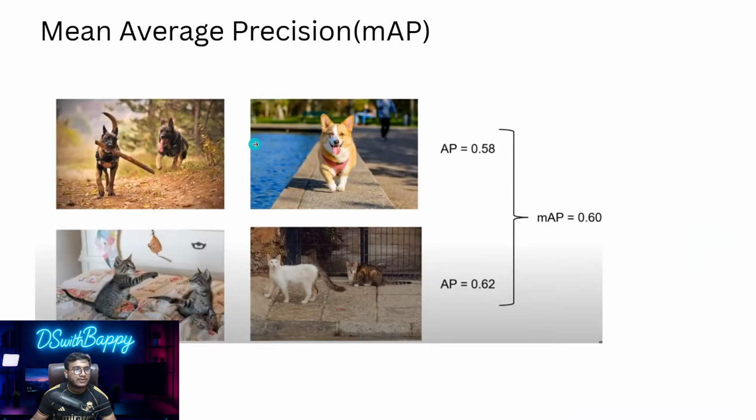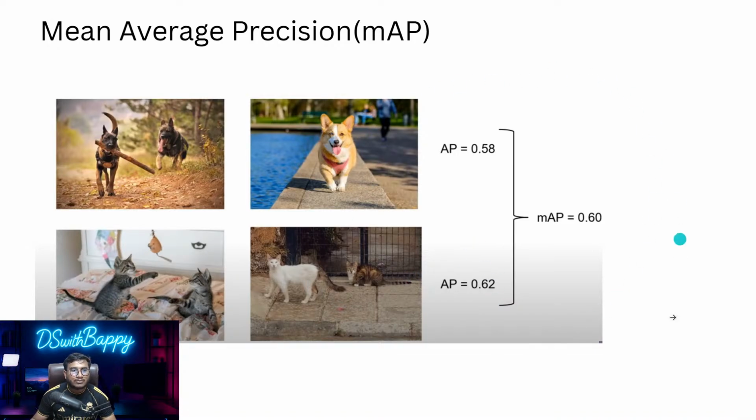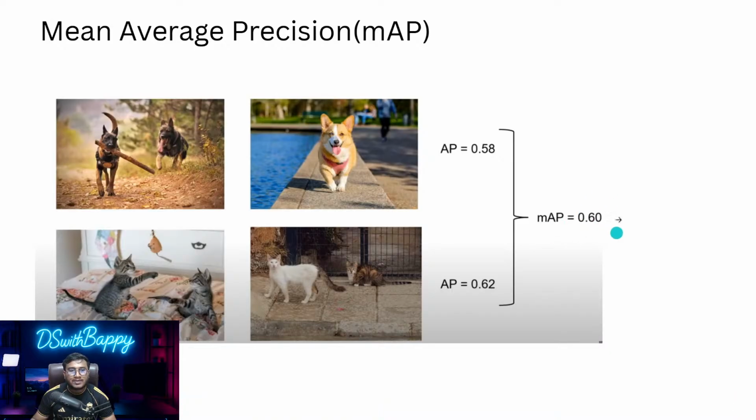Now this is for the dog. Let's say the AP score for the dog we get 0.58. Then we have to do it for all the cat images. Let's say the AP score we got 0.62. Now if you combine, if you do the mean, you'll be getting mAP, and mAP is nothing but 0.60. Okay, so this is called mean average precision.